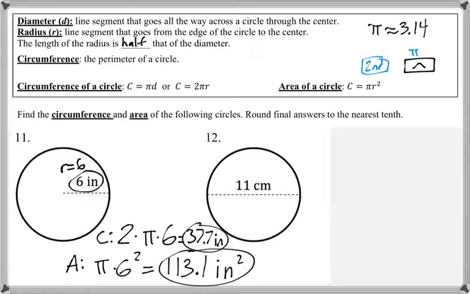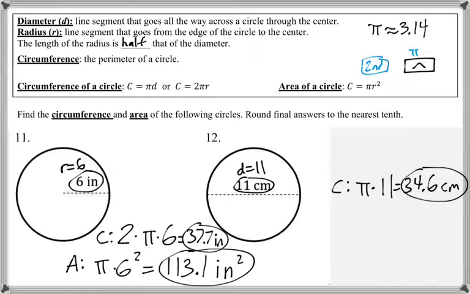Okay, on number 12, they're actually providing us with the diameter. So the diameter is equal to 11. So for my circumference, it's going to be pi times 11. So I'm using this formula. And we get 34.6 centimeters.